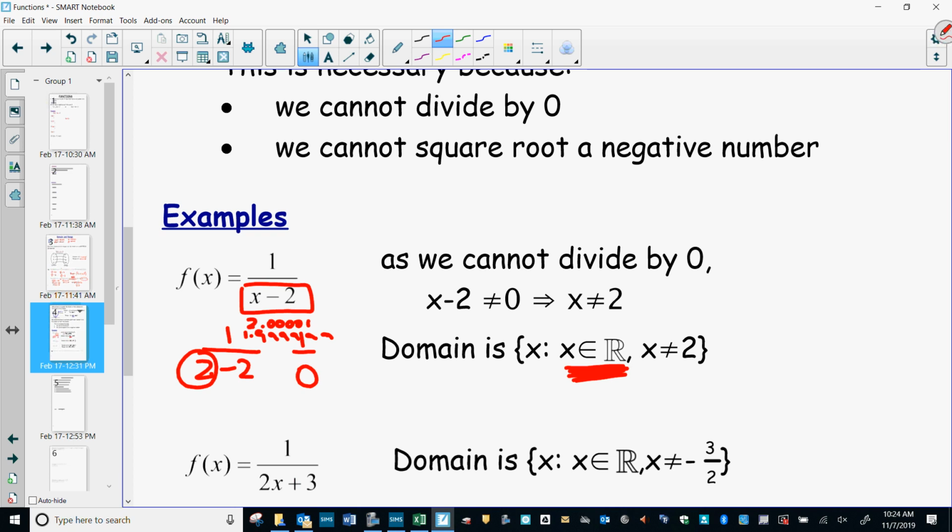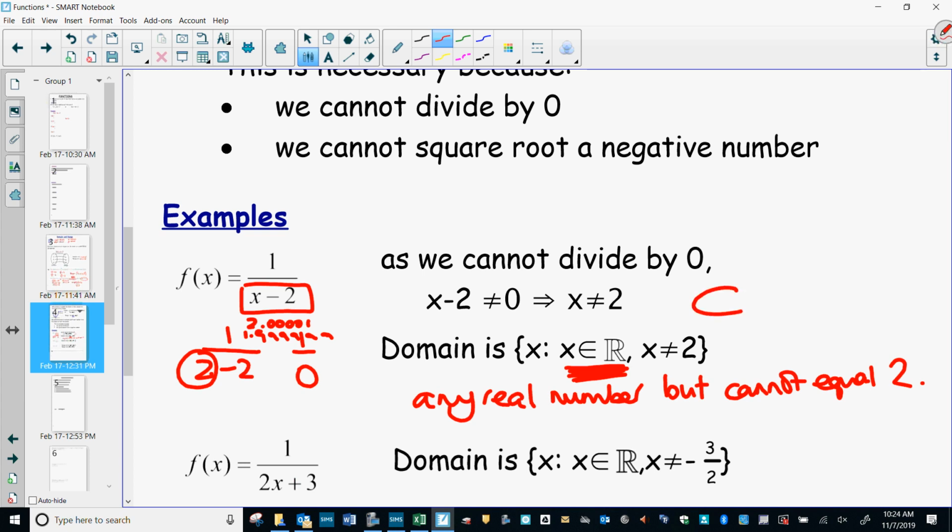Now, if you're looking at this and these symbols thinking, where am I going to remember that? That's fine, you can use words. So you can say it can be any real number, but cannot equal 2. When we come into sets of Venn diagrams, it's literally like a C, so it's a curly E, and then the R just has a double line. It's a capital R with a double line.